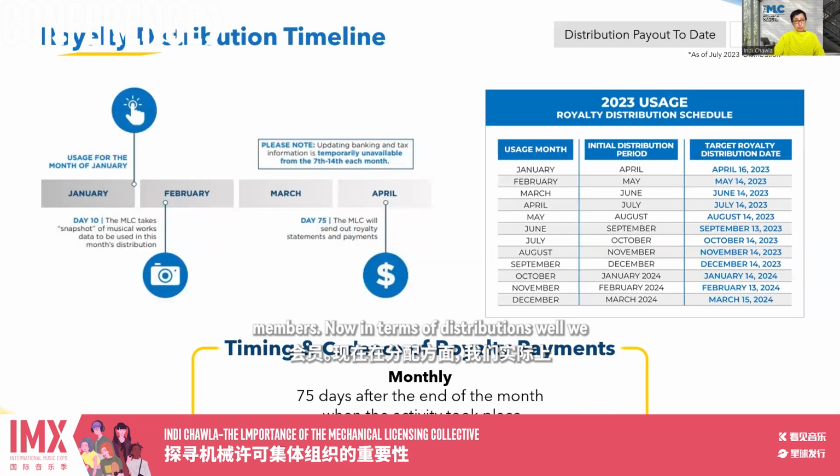Now, in terms of distributions, we made our first distribution back in April 2021 and have since then distributed over $1.2 billion. We issue royalty payments and statements monthly, usually 75 days following the end of each calendar month. Now, the royalty rates we do not set. They are set by the Copyright Royalty Board in the US, which is basically a three-judge panel. The rates are reviewed every 5 years, and they determine what revenue share should be allocated by the services to the songwriters.